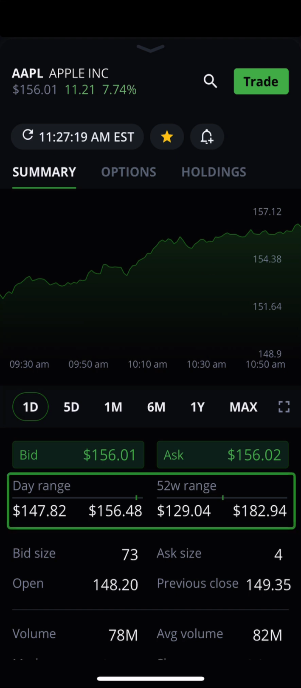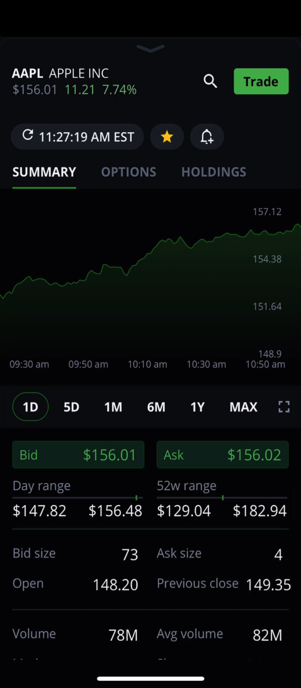Below these prices, you'll see a day range on the left and a 52-week range on the right. These amounts show the full price range that a security has hit either that day or over the last year. A green tick on the line shows where the security's current price falls on the range.